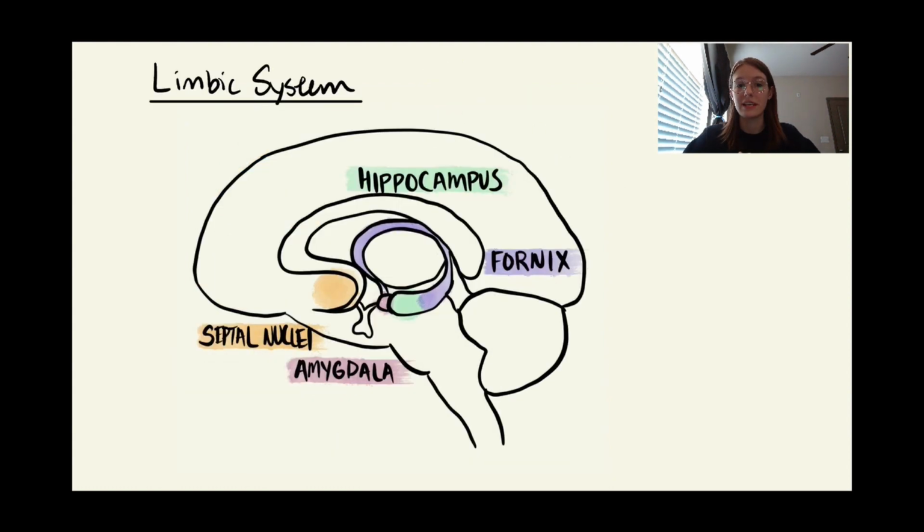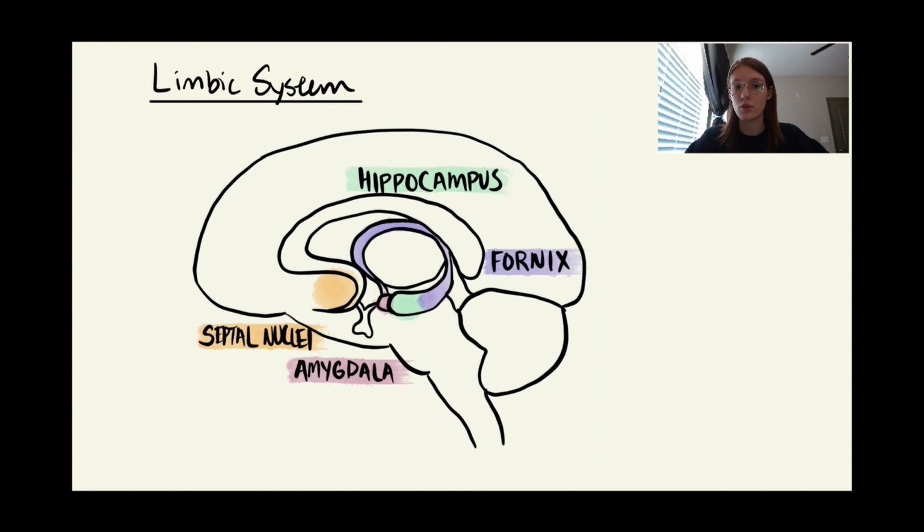Moving on to the limbic system, it is a part of the forebrain, and it contains 4 main structures. You have the hippocampus, the fornix, the amygdala, and the septal nuclei. The hippocampus is responsible for consolidating memories and information into long-term memories, and then it can also access those memories and send them to different parts of the brain whenever it's needed.